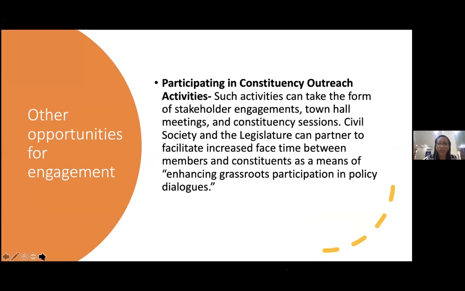Then participation in constituency outreach activities. I think this is mostly at the state level. That's a way of engaging, stakeholder engagement, town halls and constituency sessions. Civil society and legislature at the state level especially can partner to facilitate increased face time between members and constituents as a means of enhancing grassroots participation in policy dialogues.